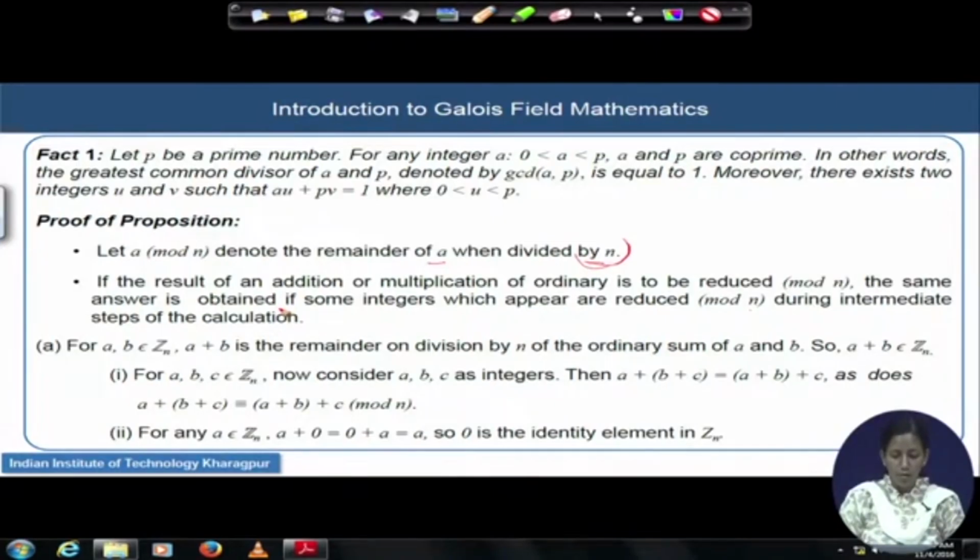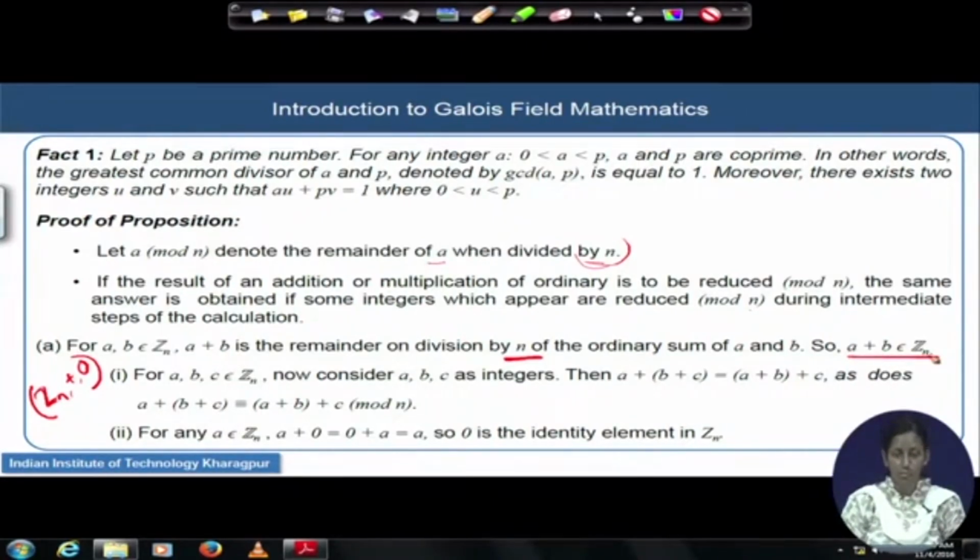Now for my two elements a and b belonging to Zn, we will start with a plus b, with respect to the first one. Our target is to prove that this Zn with respect to plus and 0 is a group. Suppose this a plus b is the remainder on division by n of the ordinary sum of a and b. Definitely, if it is a remainder, it will belong to Zn.